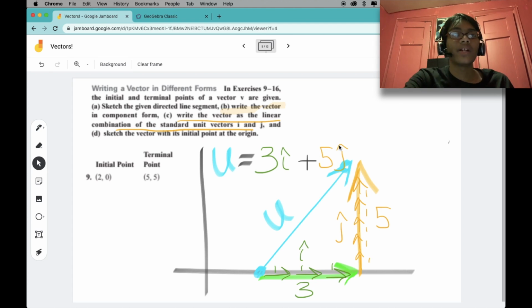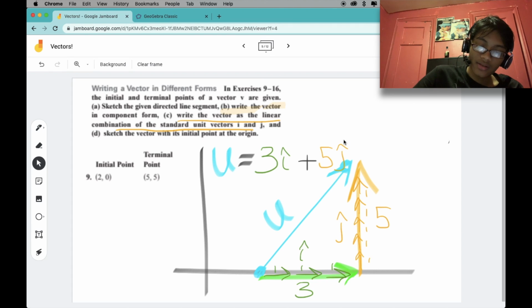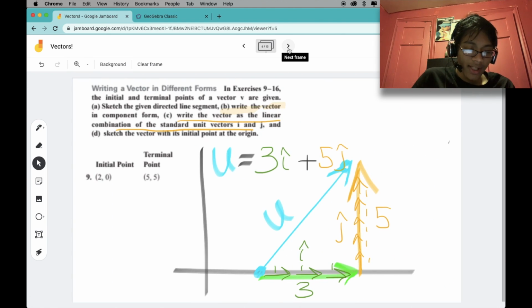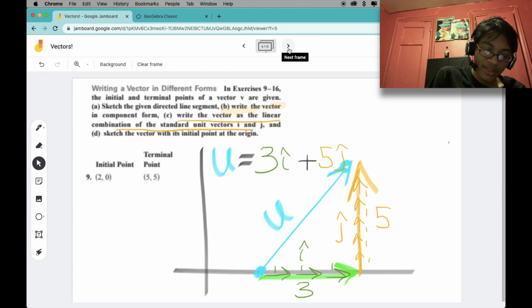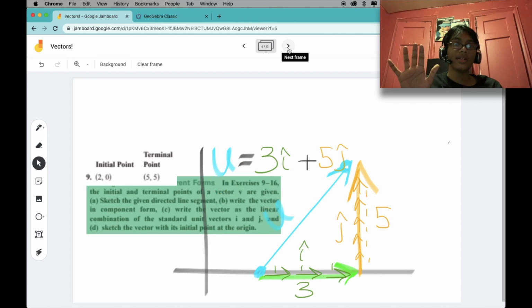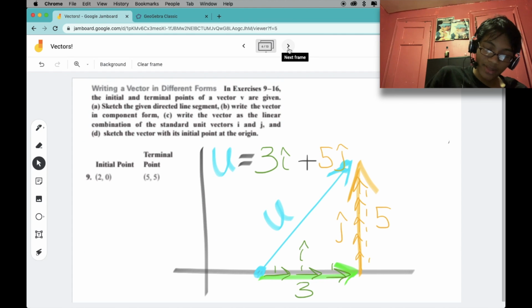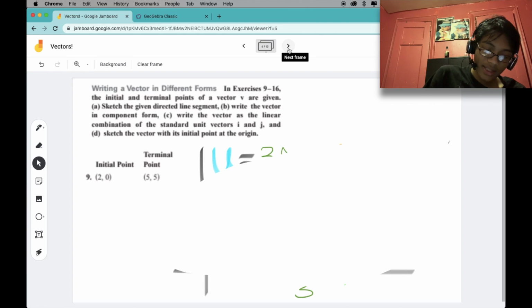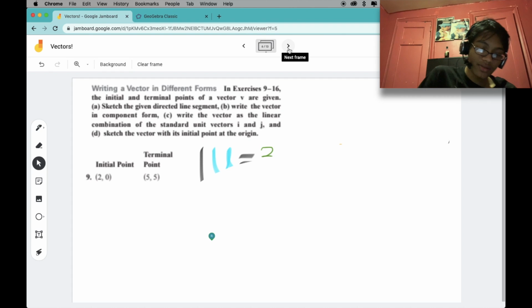And finally, what is the final part of this question? Let's take a look. We're asked to sketch the vector with its initial point at the origin. Oh, whoops, hopefully you didn't see that coming. But how are we going to actually sketch the vector with its initial point at the origin? Well, it turns out it's actually easier done than said, which is something you don't hear too often, right? So let's go ahead and do it.